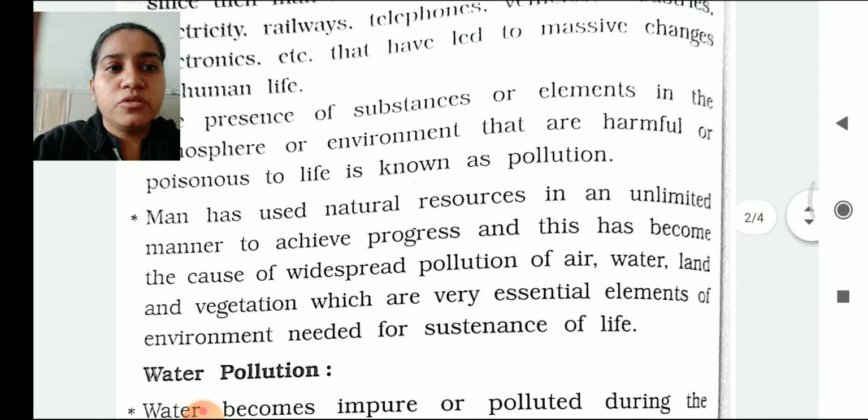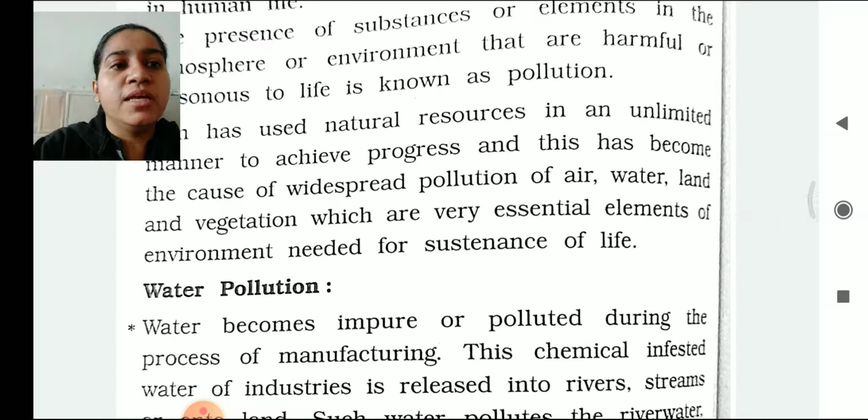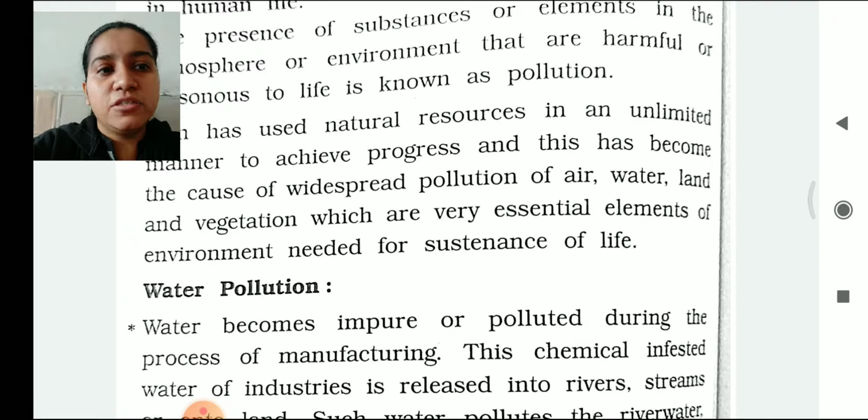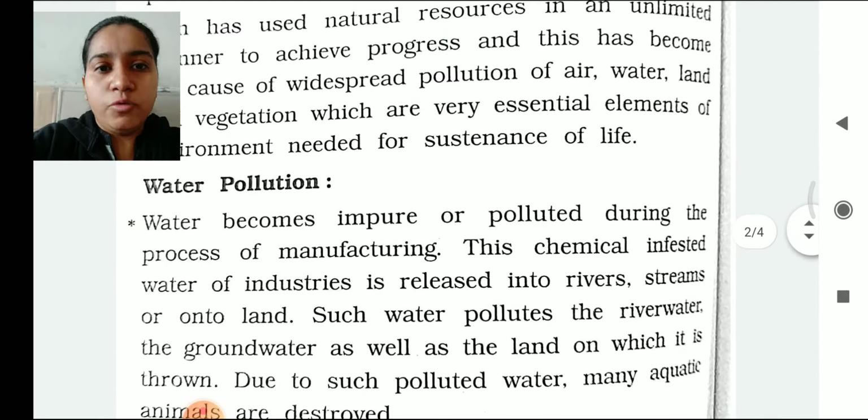Man had used natural resources in an unlimited manner to achieve progress, and this has become the cause of widespread pollution of air, water, land, and vegetation, which are very essential elements of the environment needed for the sustenance of life. And hence, human beings have started using the natural resources very unwisely. Various kinds of pollution such as air, water, land and vegetation are polluted, due to which the sustenance of life becomes difficult. Let's see about water pollution.